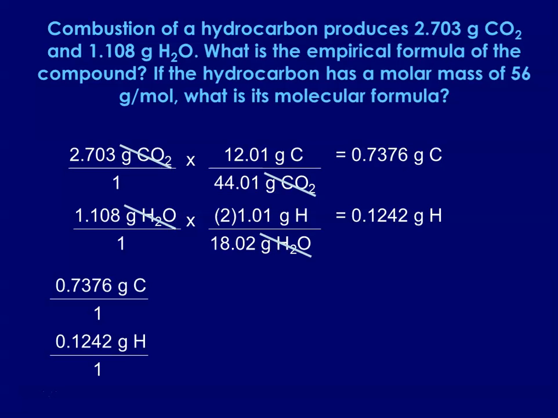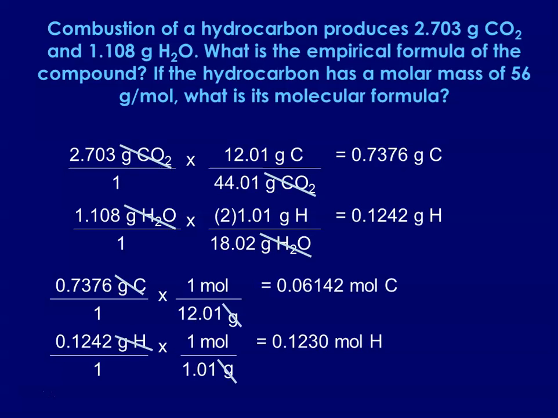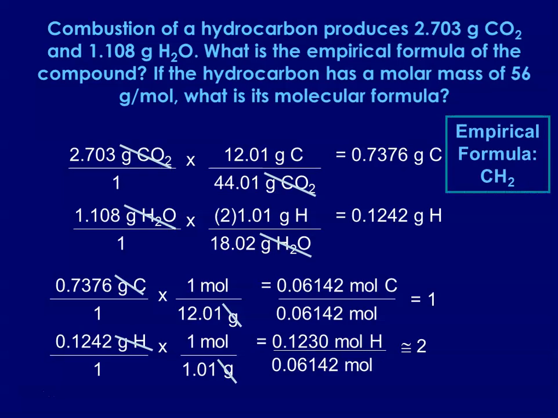And then I want to convert them to moles using their molar masses. And that gave me 0.06142 moles of carbon and 0.1230 moles of hydrogen. I divide by the smallest number of moles, so I divide by the carbon moles, and that gives me a ratio of roughly 1 carbon for every 2 hydrogens. So that would be the empirical formula for this particular hydrocarbon.